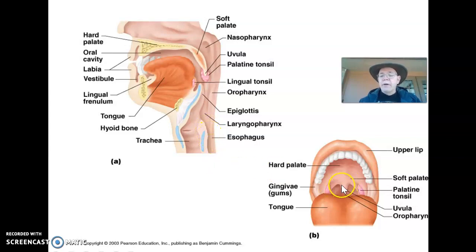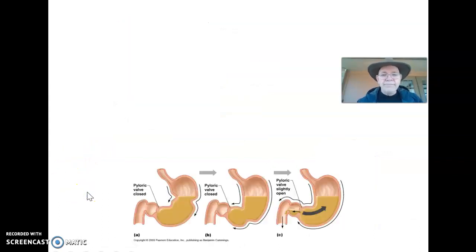Just for the record, the uvula back here goes up when you swallow and pushes up against your nasal cavity right here, so that things don't go back up your nose. Sometimes when you snort milk out of your nose, it's usually kind of painful, but it can go back the wrong direction also.